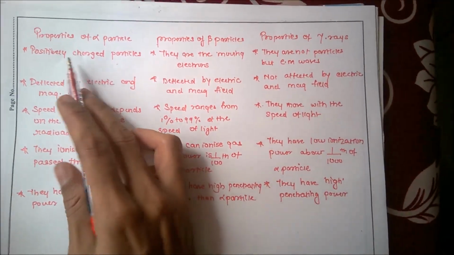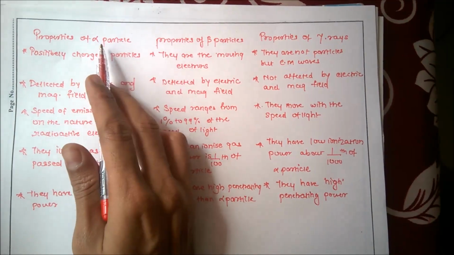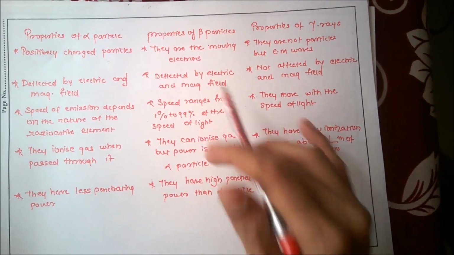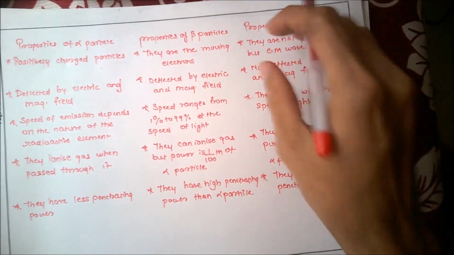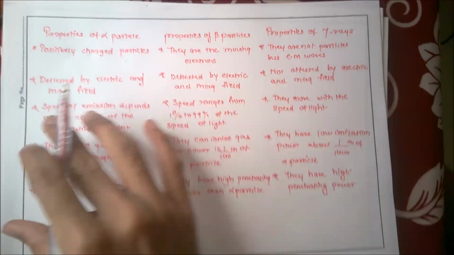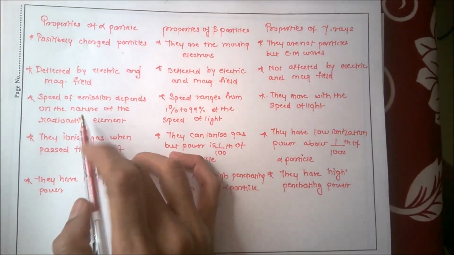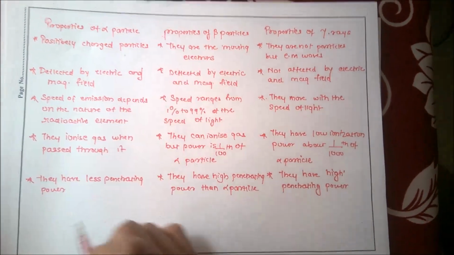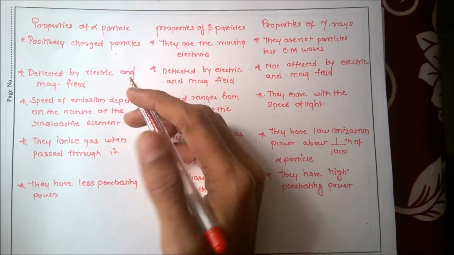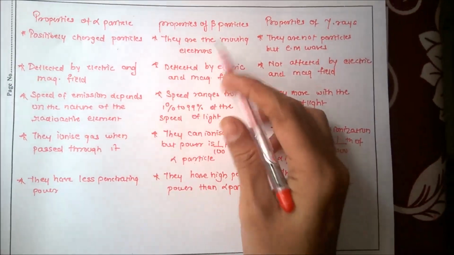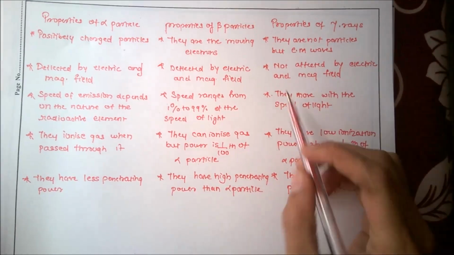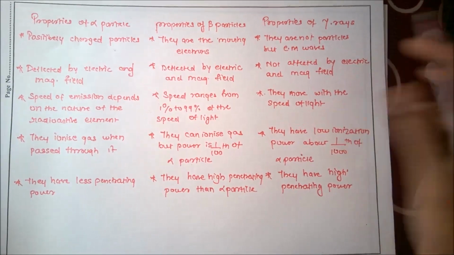Next we have the deflection. Alpha particles, being positively charged, are deflected by electric and magnetic fields. Beta particles, being negatively charged, are also deflected by electric and magnetic fields, but the gamma rays are not affected by electric and magnetic fields as they are neutral. Next we have the speed. The speed of emission of alpha particles depends upon the nature of the radioactive element. It varies from 1/10 to 1/100th of the speed of light. Then we have the beta particles. This ranges from 1 to 99% of the speed of light. Then we have the gamma rays. They move with the speed of light as they are photons.